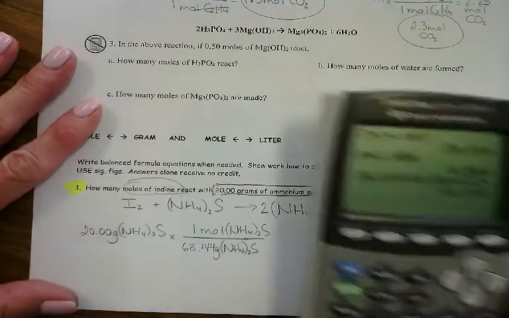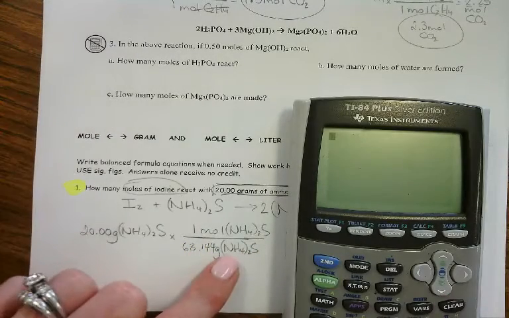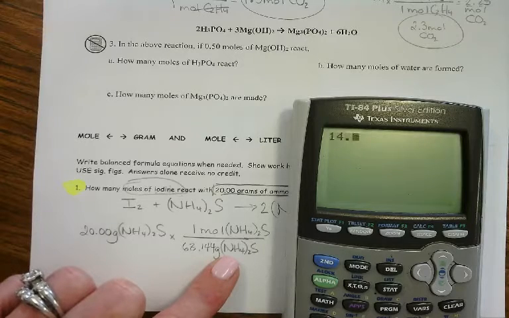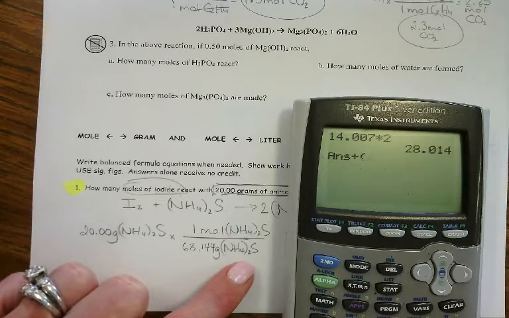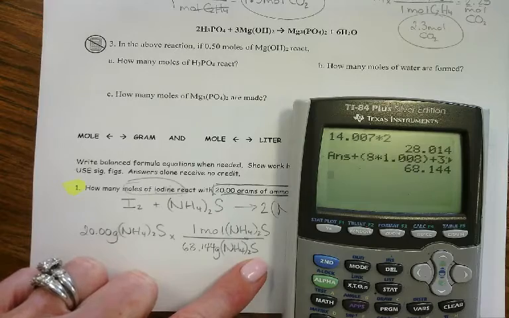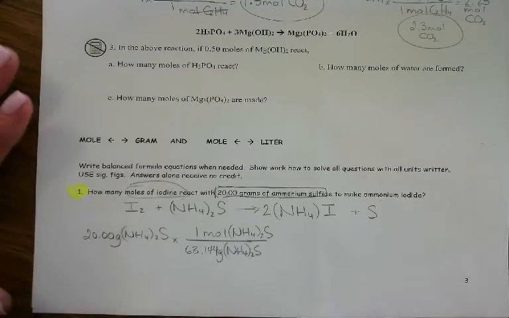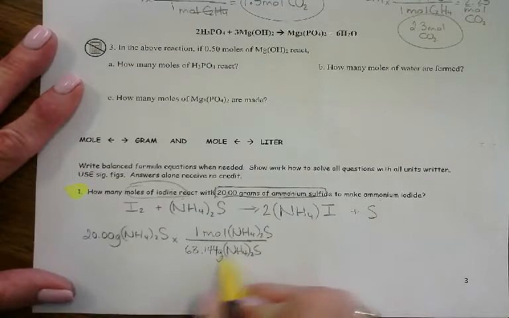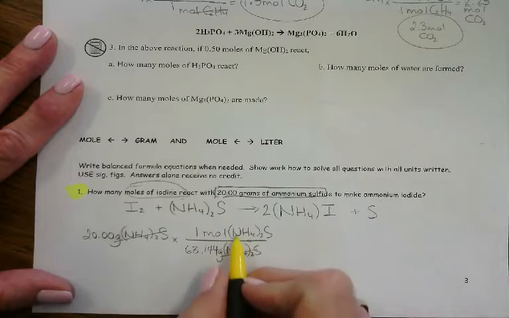Okay, let me recheck my math. 2 nitrogens, 14.007 times 2 plus 8 hydrogens plus, there we go. Yep, checked my math, got it right. All right, so that's the molar mass. So we've converted from mass to moles.